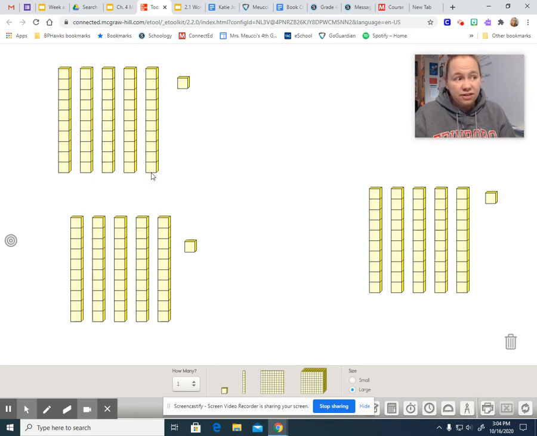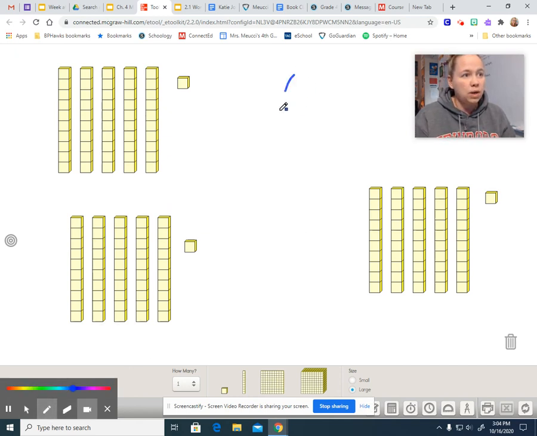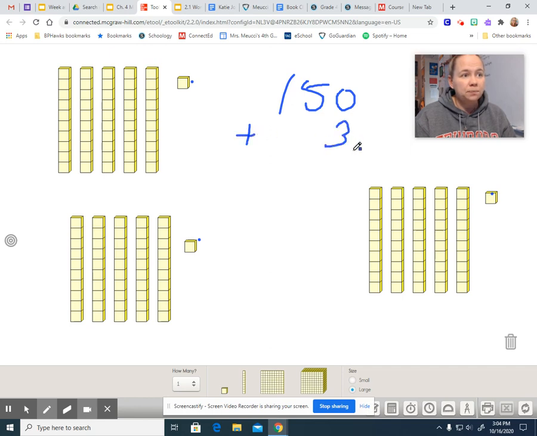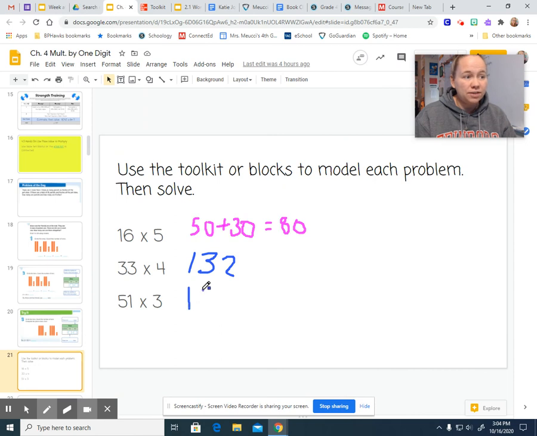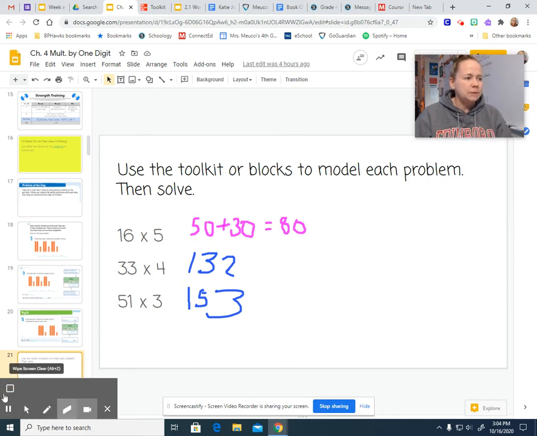So 50, 50, and 50. 50 plus 50 is 100. Plus another 50 is 150. And then don't forget about our ones. We have 1, 2, 3. 150 plus 3 equals 153. Did you get 153? Nice job. Whoa, that 3 got out of hand, didn't it? Out of control, that 3.